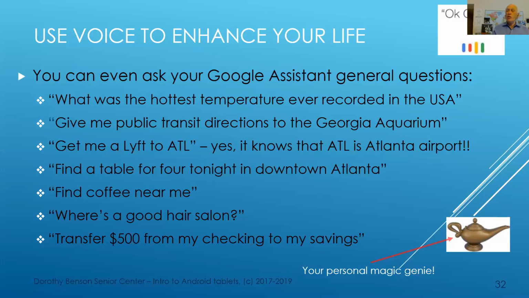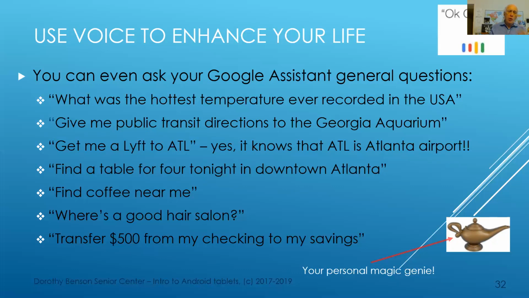You don't even have to know the address of Georgia Aquarium. It'll figure it out. Get me a Lyft to ATL, right? Notice that. It knows that ATL means Atlanta Airport. And get me a Lyft doesn't make it say, what the heck does that mean? It says, I know who Lyft is, or get me an Uber, right? And the Uber app will pop up, and it will have automatically keyed in that you want to go to ATL, which is Atlanta Airport.